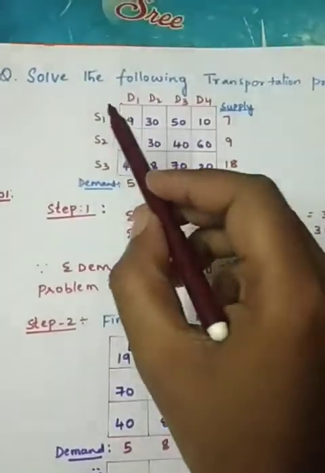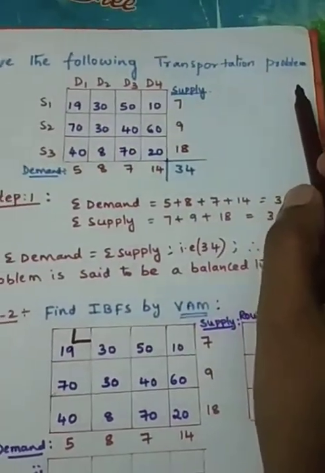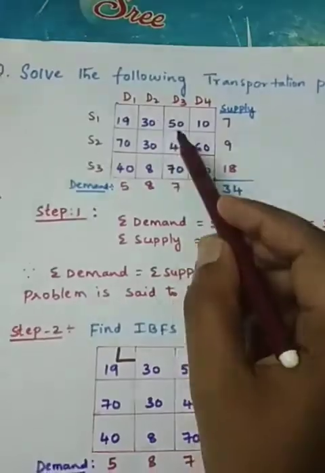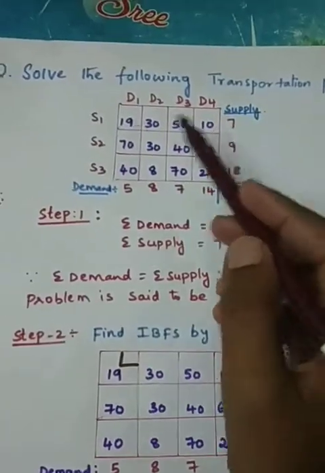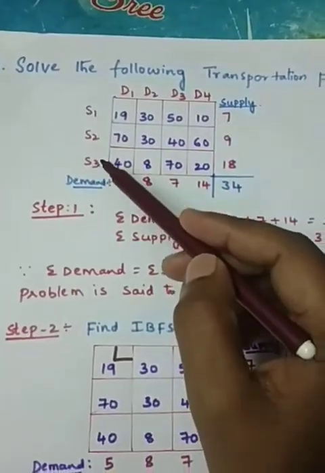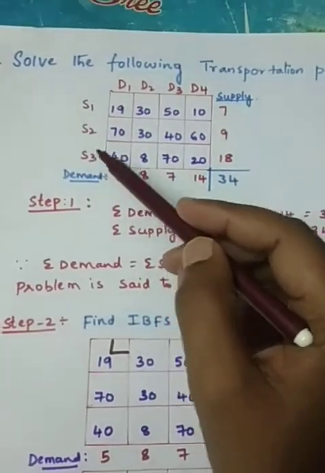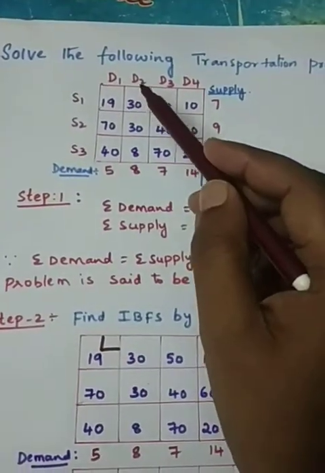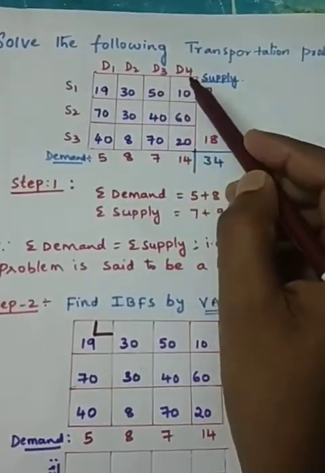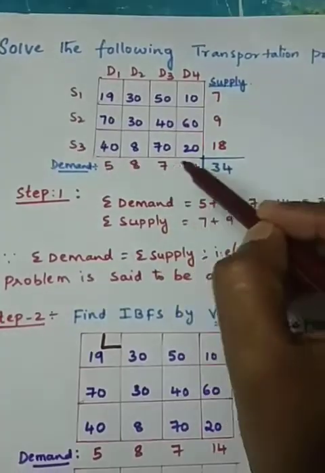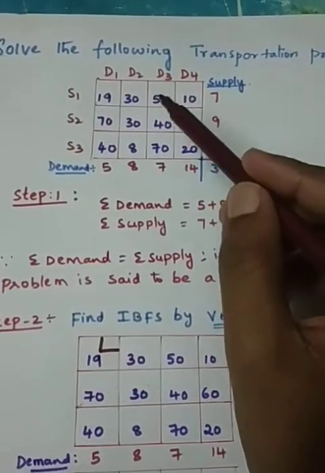So the question is, solve the following transportation problem. So here the matrix given to us is there are three supply centers, namely S1, S2, S3, and four demand centers or destination centers. We have D1, D2, D3, D4, and all these values within the matrix are transportation cost.